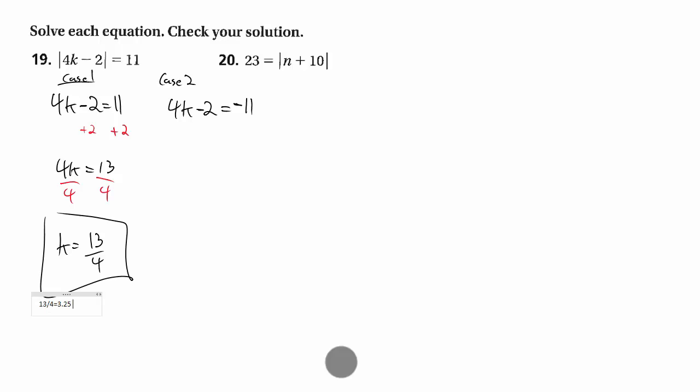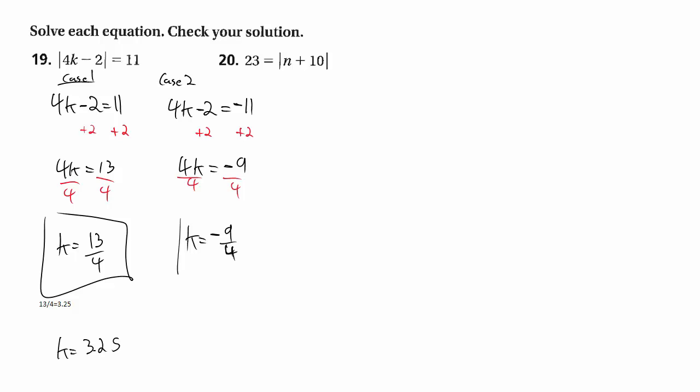Okay, so the first case you can put as a decimal if you want. The first case, I get 13 over 4 as one of my solutions. The second case, where I set it equal to the negative version, well, I'm going to still add 2 on each side, divide by 4, so I get -9/4. The answer is 13/4 or -9/4.